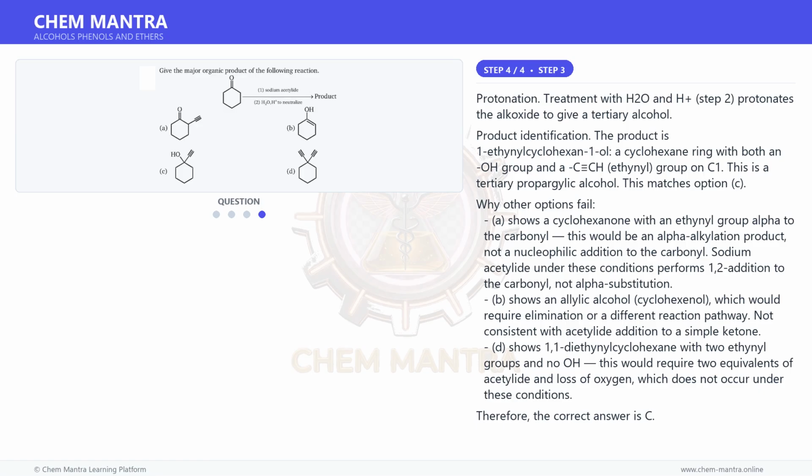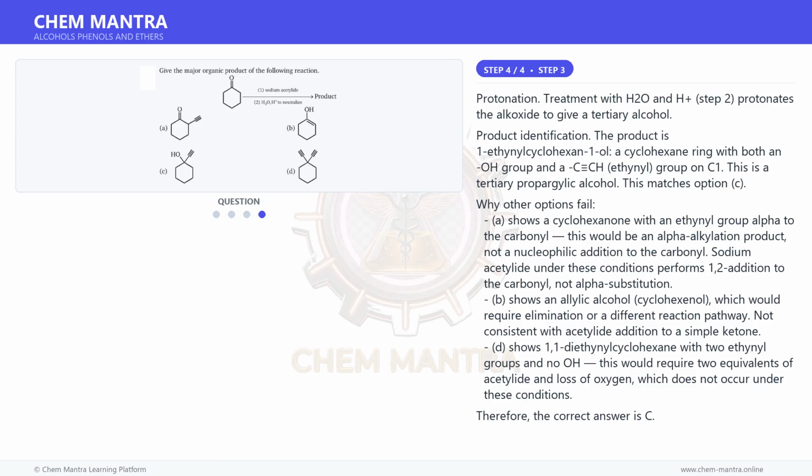Product identification. The product is 1-ethynylcyclohexan-1-ol, a cyclohexane ring with both an OH group and a C≡CH, ethynyl, group on C1. This is a tertiary propargylic alcohol. This matches option C. Why do the other options fail?